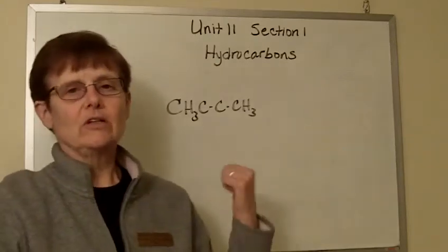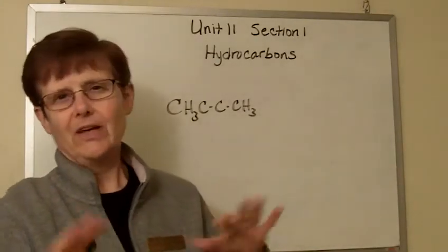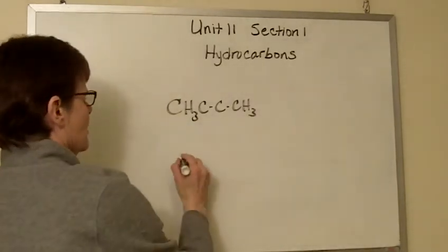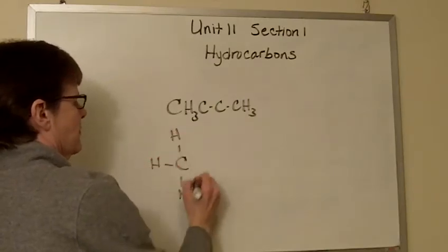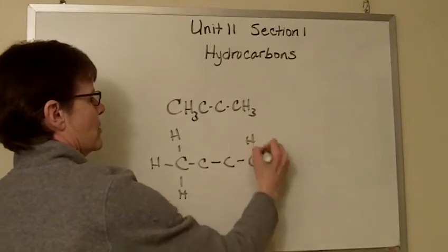Okay, so this time I drew little dashes in there that represent bonds. Sometimes they're there, sometimes they're not there. Don't worry about it. Doesn't mean anything different. So this is going to be carbon with 3 hydrogens around it. This is going to be carbon, carbon, carbon with 3 hydrogens around it.